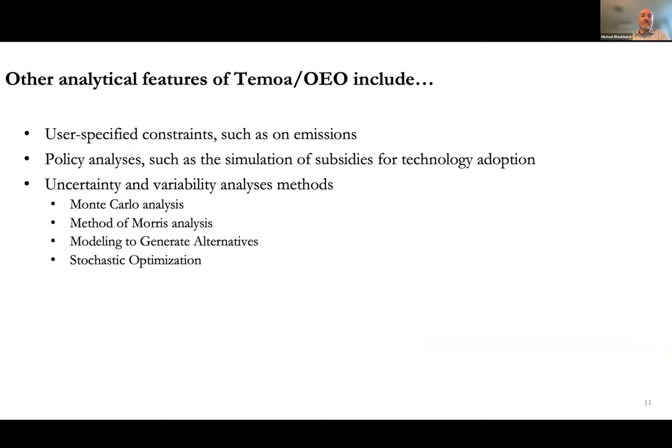Other things that TMOA, OEO, does well is you can add all sorts of user-specified constraints. So you can imagine that we are concerned about emissions as well. We can schedule emission reductions, custom emission reductions by year. We can introduce a carbon price and figure out how the least cost set of technologies and sources change in reaction to those different constraints. We can do policy analysis, like introducing a subsidy for a technology. I'll talk about how the Inflation Reduction Act introduces subsidies and how we've modeled that to estimate emissions in the subsequent slides. And we could do neat analysis with respect to uncertainty and variability, which is really essential in a climate and energy space. There's enormous amounts of uncertainty and variability, and being able to model that well is essential.